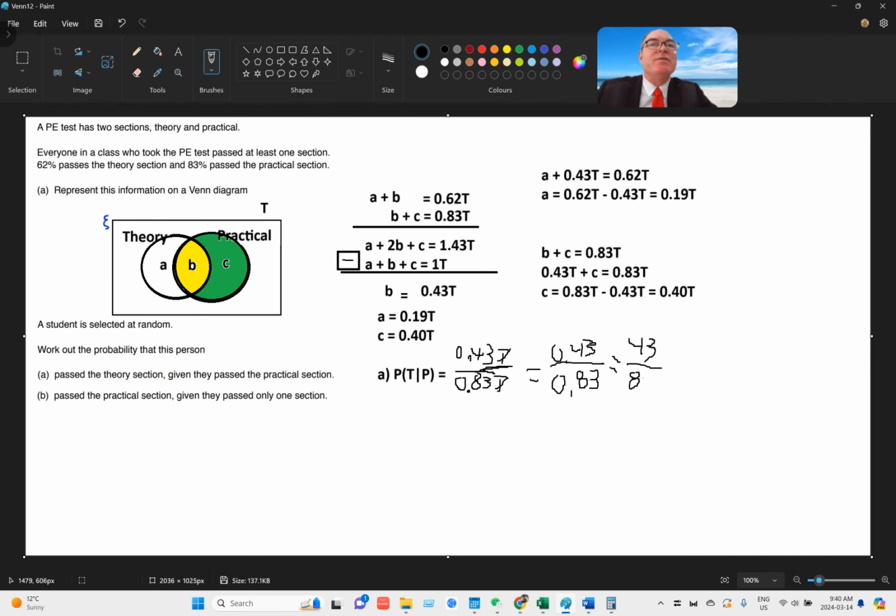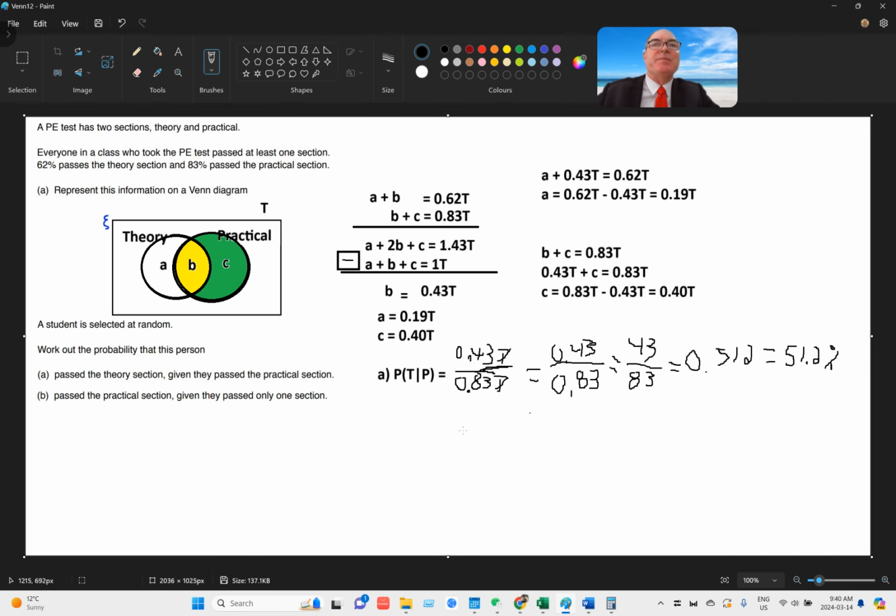How often do you say 43 out of 83? I'm going to get my calculator and divide that. 43 divided by 83 is, I got 0.512, or that's a 51.2% chance.